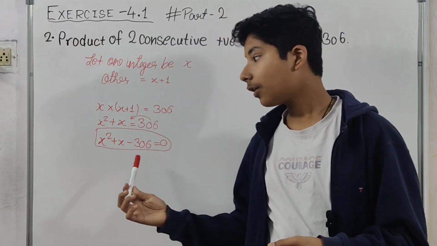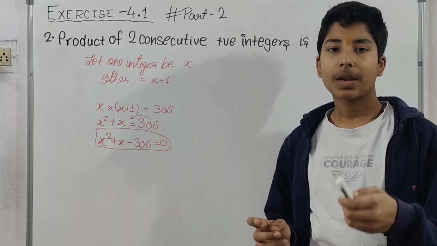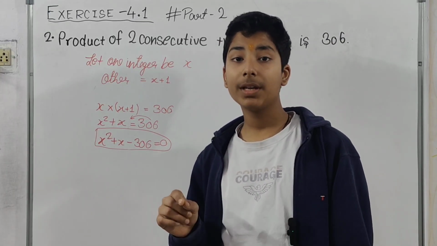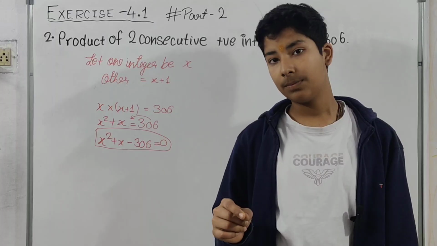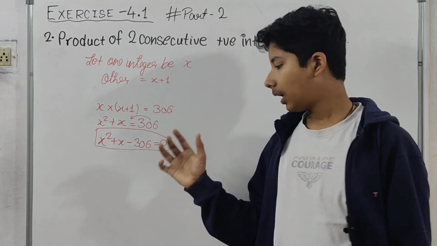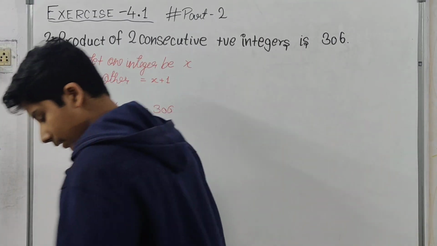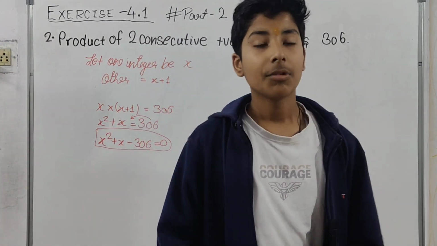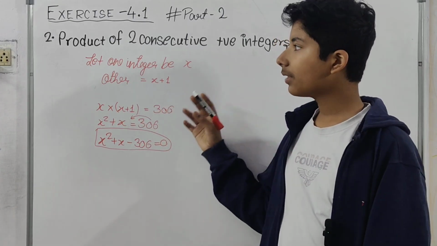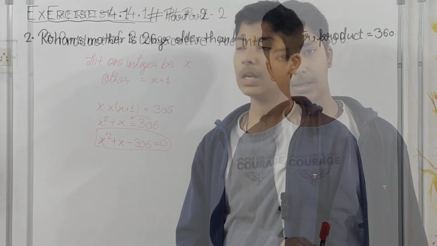Or instead of middle term splitting, you can also use the quadratic formula, which means minus b plus minus root d upon 2a, the formula from which you can solve it. Okay, now we will come to the third part of this question, because the second part we have done and the first part we have done previously.